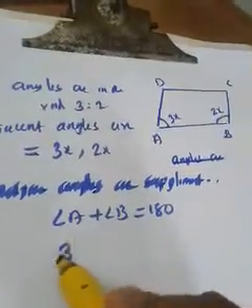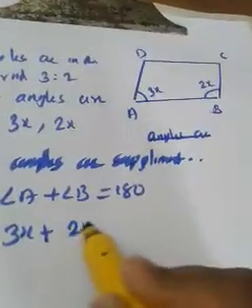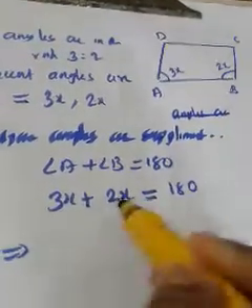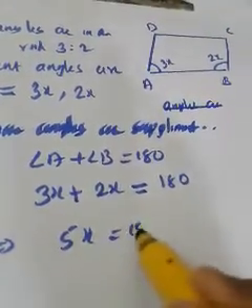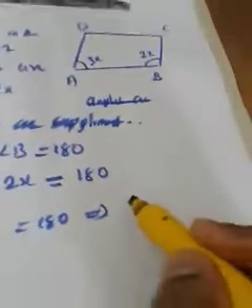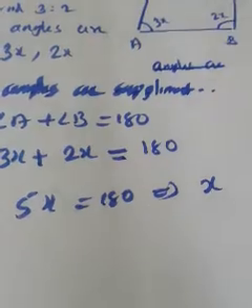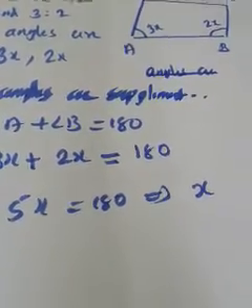That means angle A is nothing but 3x, angle B is nothing but 2x. So can I write 3x plus 2x is 180? Yes. That implies what is 3x plus 2x? 5x. 5x is equal to 180. That implies, can you tell me the value of x? You know how to solve for x, no? We already discussed 5x is equal to 180. What is the value of x?